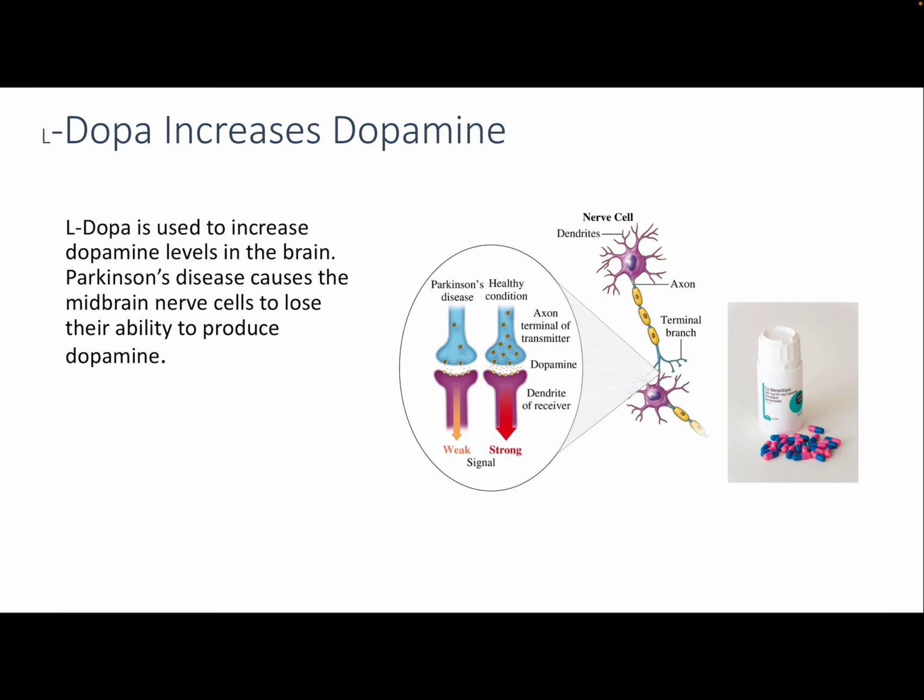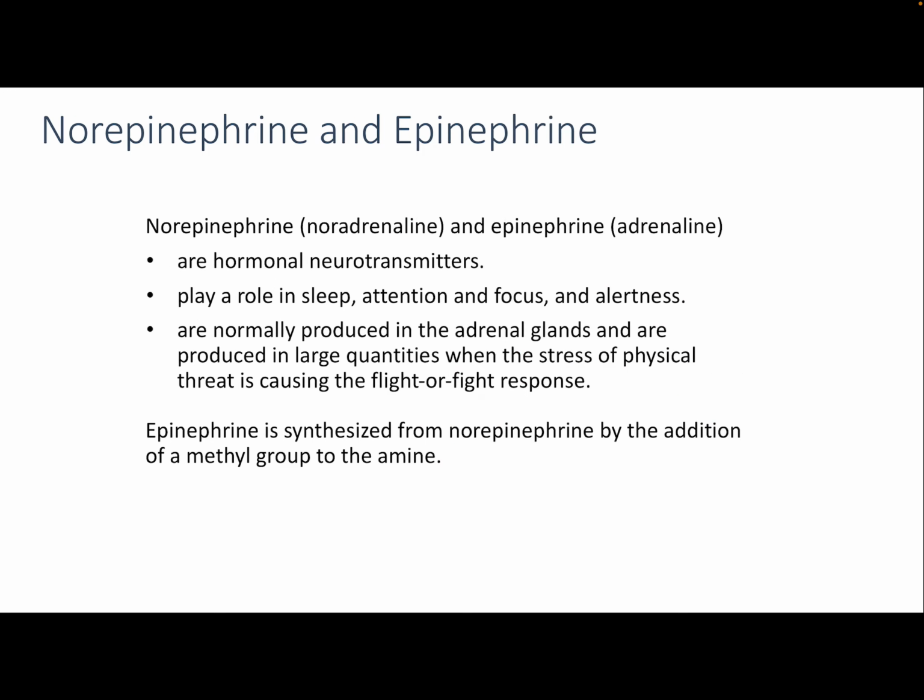What is this showing us? Oh, just that the more vesicles, the more signal, the more neurotransmitter, the better your brain works. Norepinephrine and epinephrine, these are hormonal neurotransmitters. They do have roles in sleep, attention, focus, alertness. Produced by the adrenal glands, usually involved in the fight or flight response. Epinephrine is synthesized from norepinephrine by the addition of a methyl group. So we saw that they all basically come from dopamine and from L-DOPA.